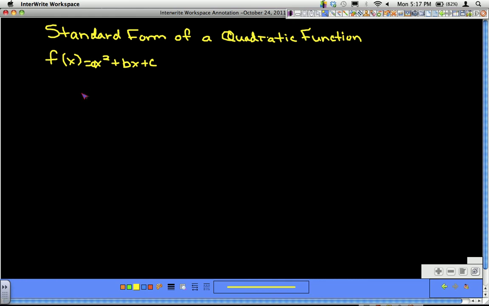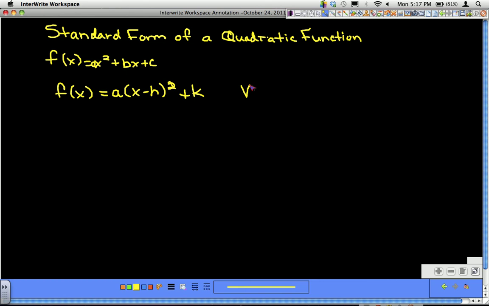Now, standard form is going to be a little bit more helpful because it's going to tell us a few different things about the equations that we're dealing with, and hopefully shorten it up when we do some graphing. So it's going to look like this. So that's how standard form looks. Now there's a lot of information that we can pull from this.